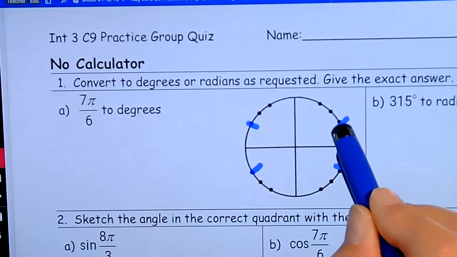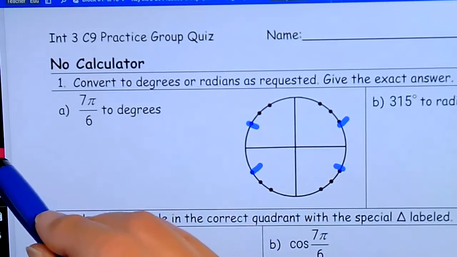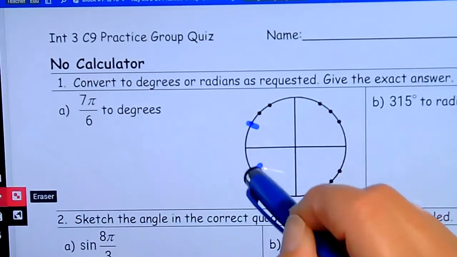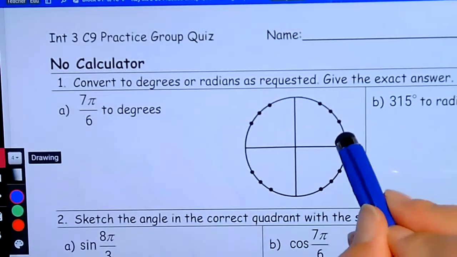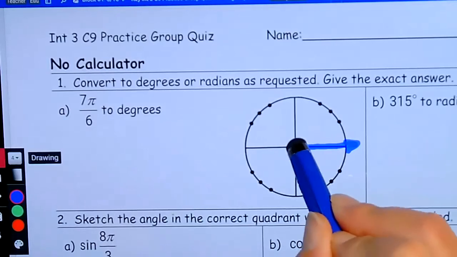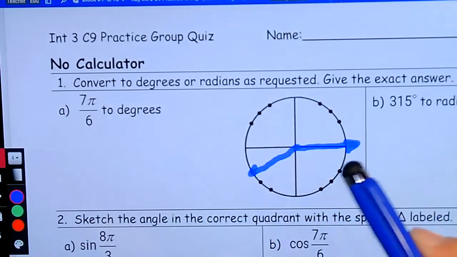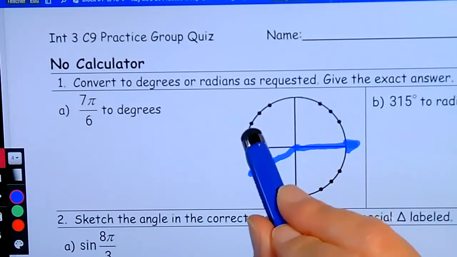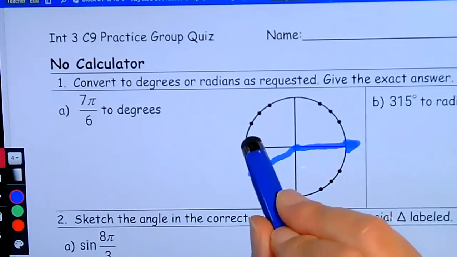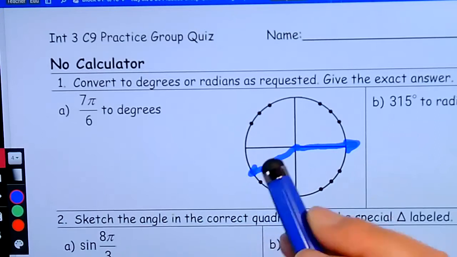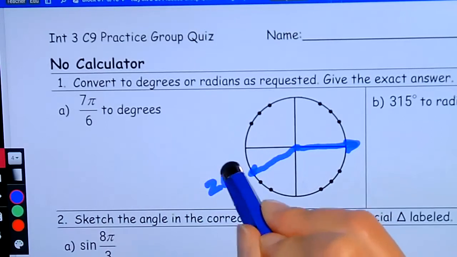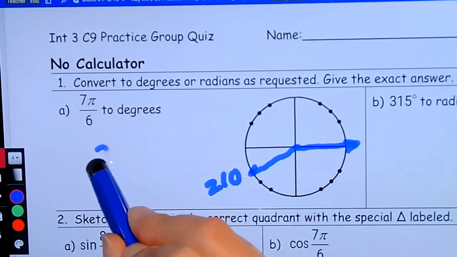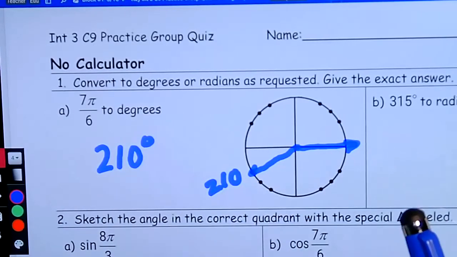The x-axis. So 7 pi 6 is going to end up being right here. That would be 7 pi 6. Now, remember, going all the way around here would be 180 degrees. This is going to be 30 degrees more, so this is going to be 210. So it's going to be 210 degrees.